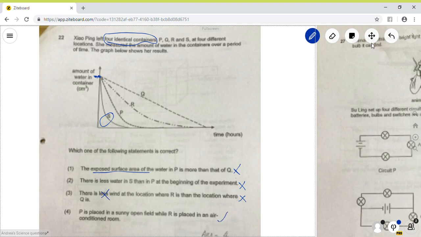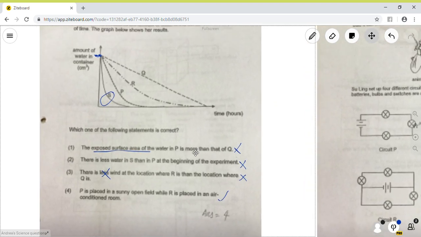Last option. P is placed in a sunny field. R is in an aircon room. Because a sunny field will evaporate faster than an aircon room. Okay, that's it. You gotta use elimination, one by one.